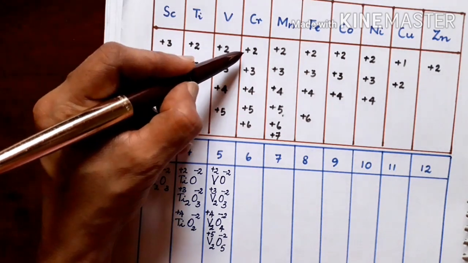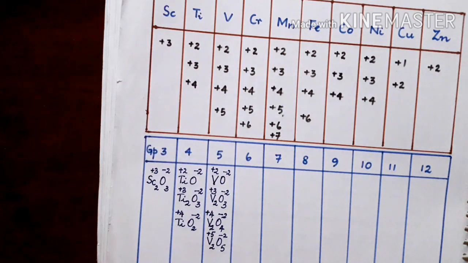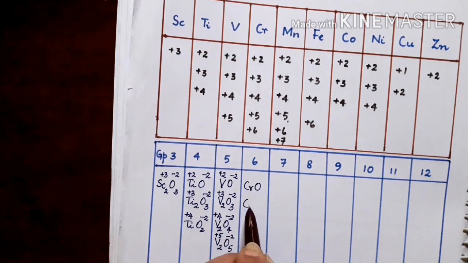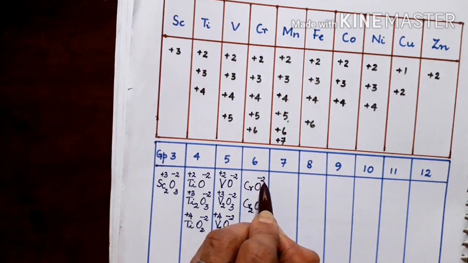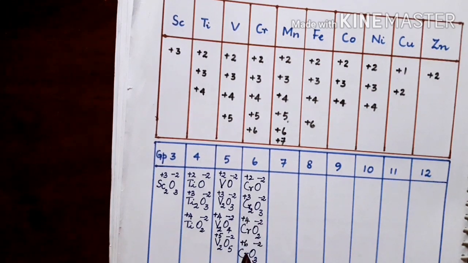Chromium shows a variety of oxidation states starting from +2 to +6. Different compounds formed are CrO, Cr2O3, CrO2 and finally CrO3. So the oxidation states will be +2, +3, +4 and +6.